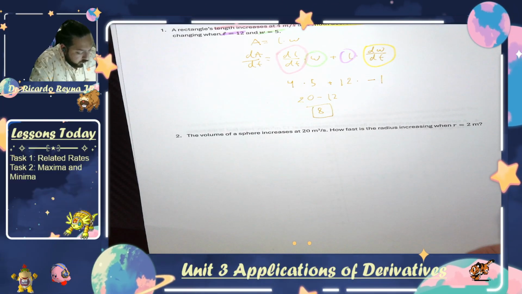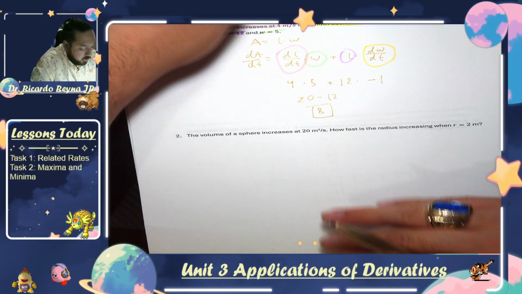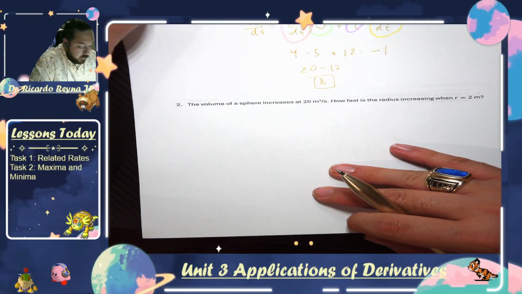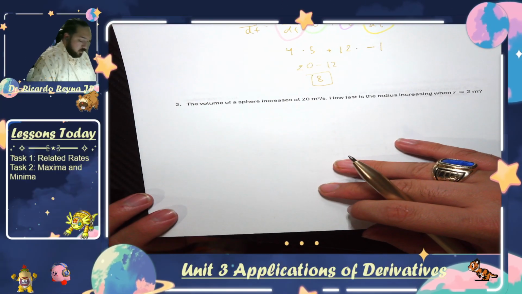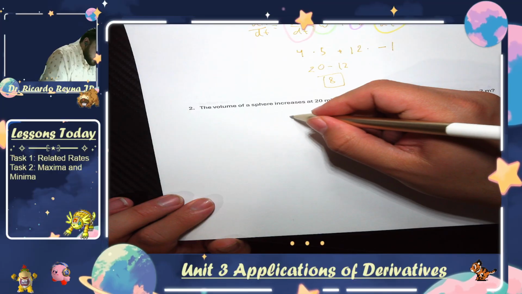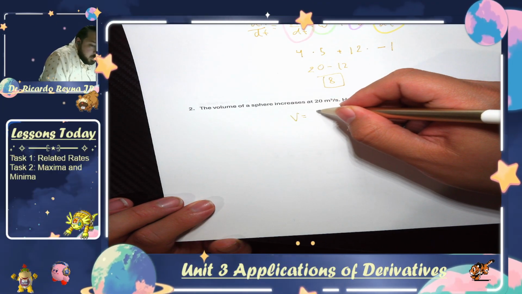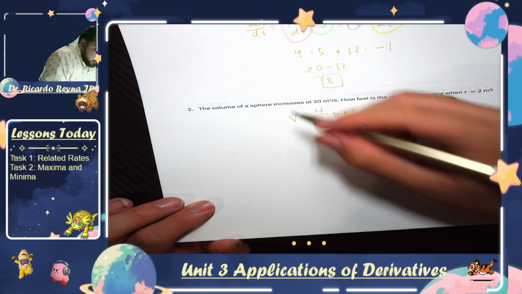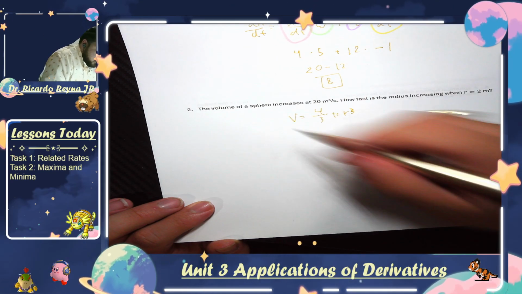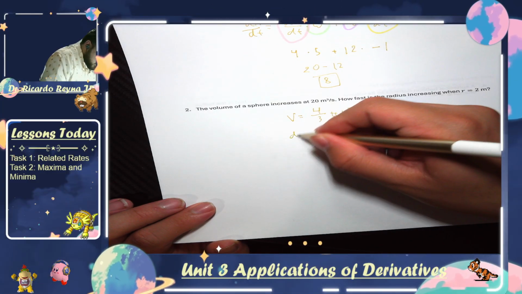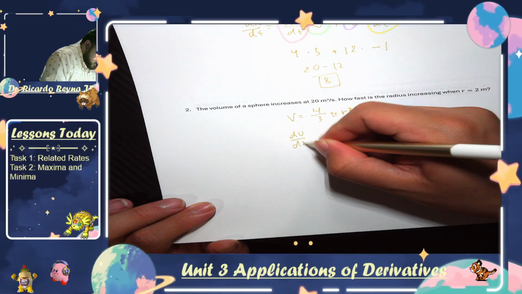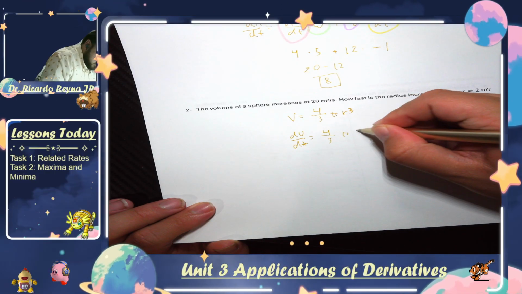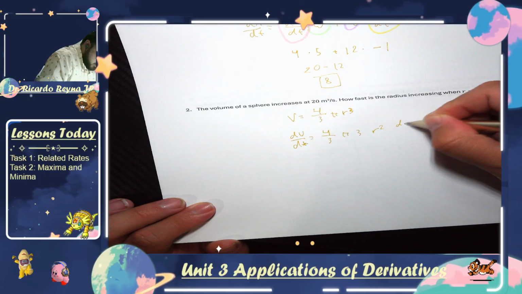All right, 2. The volume of a sphere increases at 20 cubic meters per second. How fast is the radius increasing when r is equal to 2 meters? Okay. So volume of a sphere, V is equal to 4 over 3 pi r cubed. The derivative of this is dV over dt is equal to 4 over 3 pi times 3r squared times dr over dt.